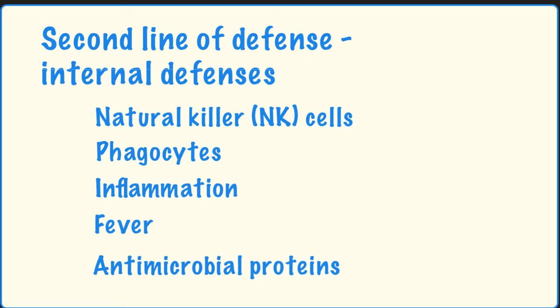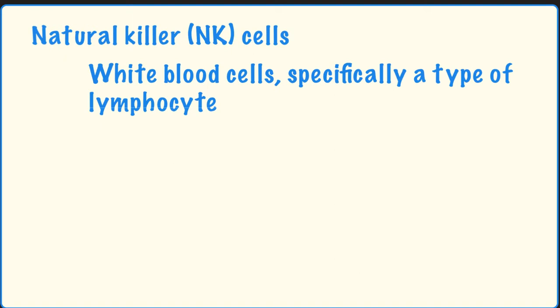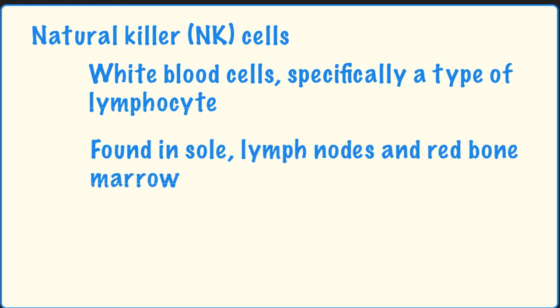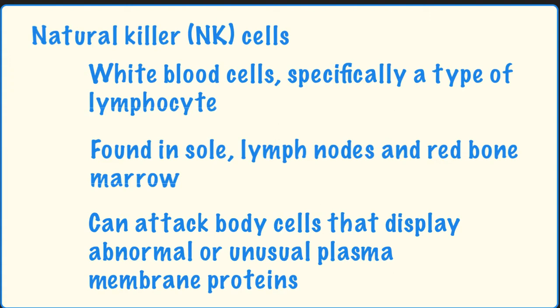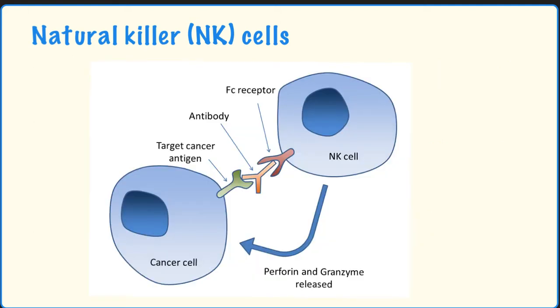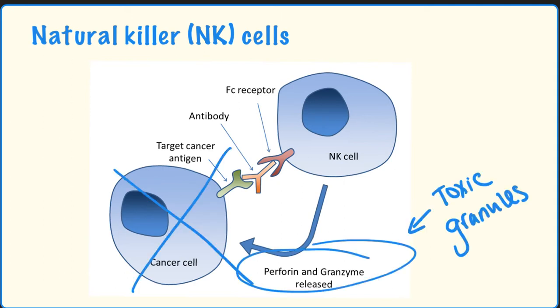Natural killer cells are actually a type of white blood cell, or lymphocytes specifically. They make up about 5 to 10% of those lymphocytes. We find them in the spleen, lymph nodes, and red bone marrow. Natural killer cells have the ability to attack any body cells that display abnormal or unusual plasma membrane proteins. That means if a body cell is displaying something that is not a self-protein, these natural killer cells will bind to that target cell, and it will cause that natural killer cell to release toxic granules, killing that target cell.